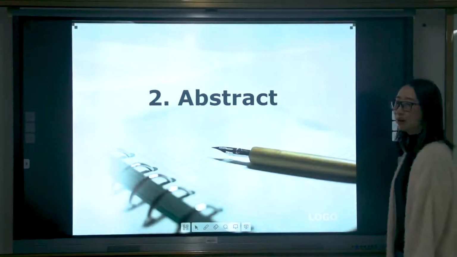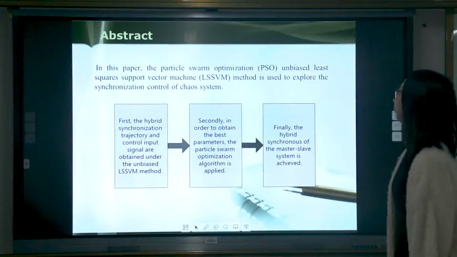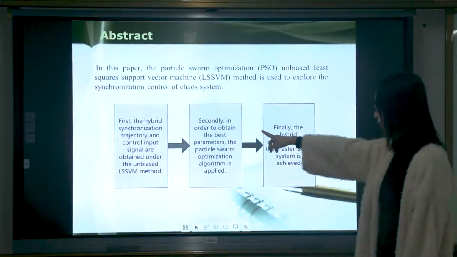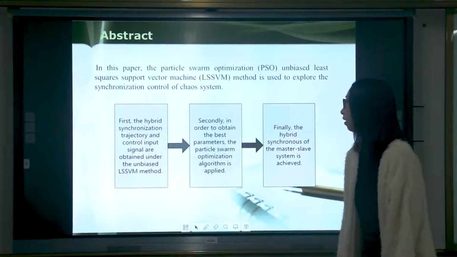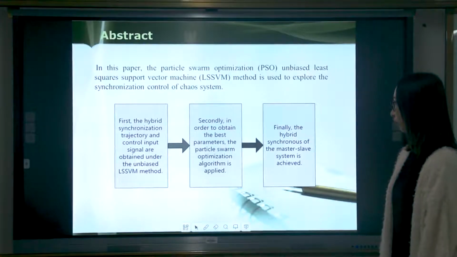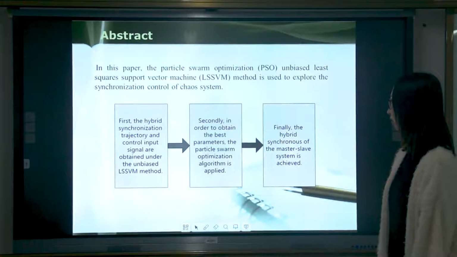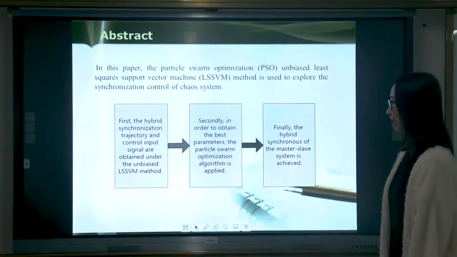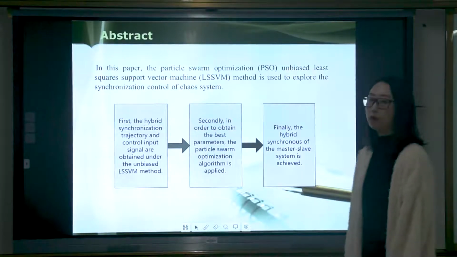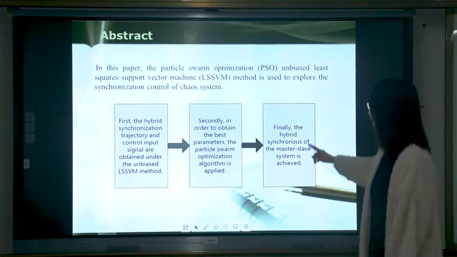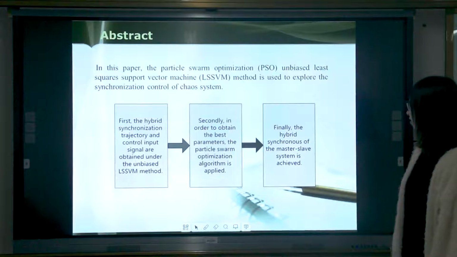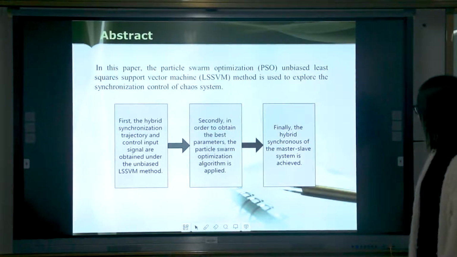And next is the abstract. My paper has three steps. The first one is that the hybrid synchronization trajectory and control input signal are obtained under the unbiased LSSVM method. Secondly, I will introduce the parameter optimization. And finally, I will show that the master-slave system synchronization is achieved.